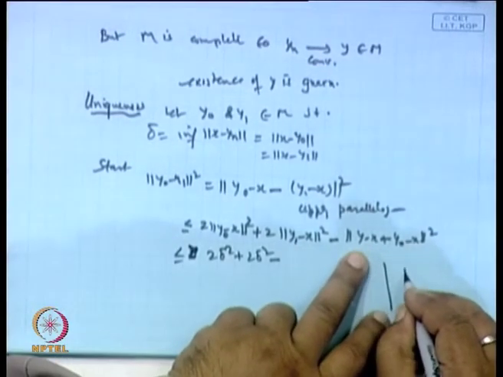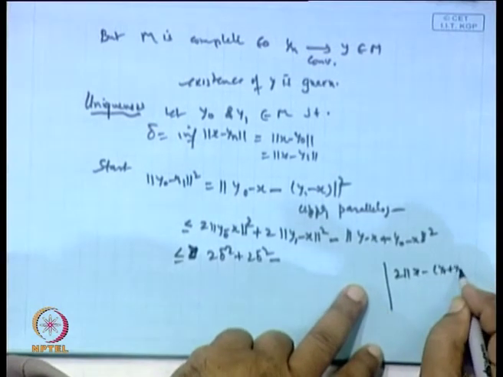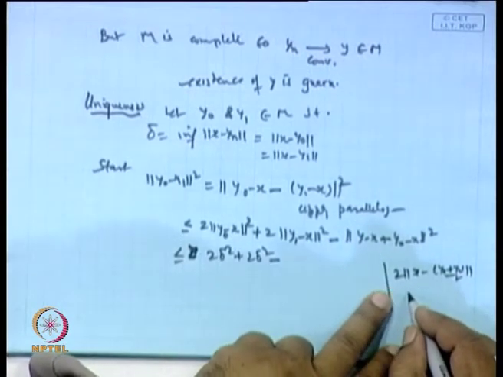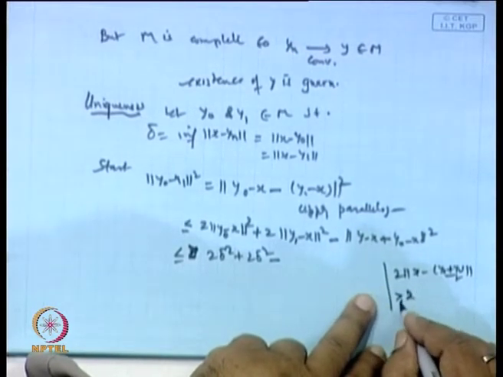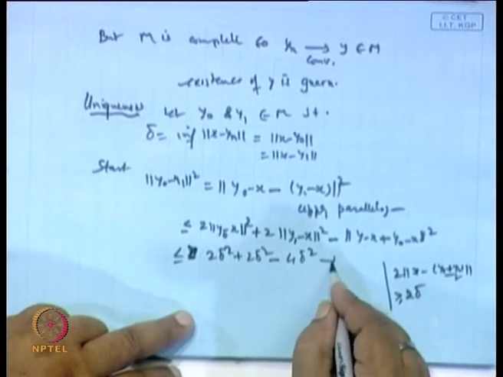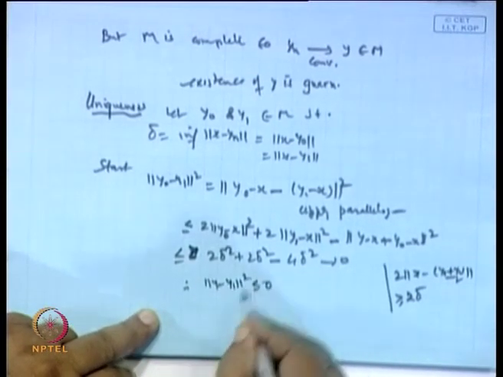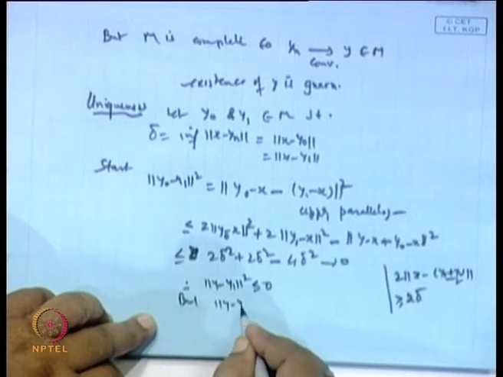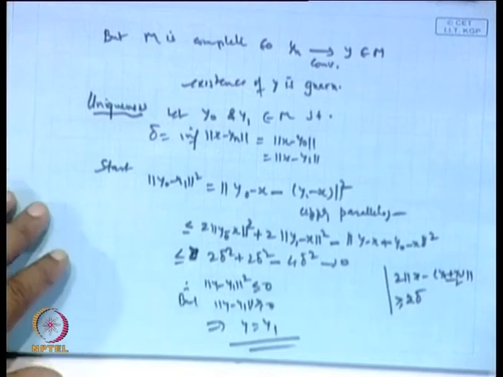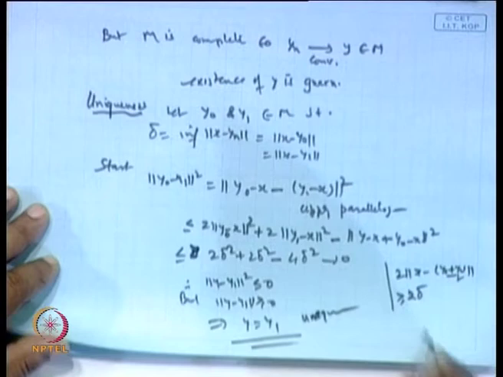If you take 2 outside, you are getting x minus y naught plus y 1 over 2. Now, this is a point of M, so it will be greater than or equal to 2 delta. So, it is less than or equal to minus 4 delta square, and this will go to 0. Therefore, norm of y naught minus y 1 whole square is less than or equal to 0, but a norm cannot be negative. So, this implies y naught equals y 1, and this shows the uniqueness. That is all. Thank you.